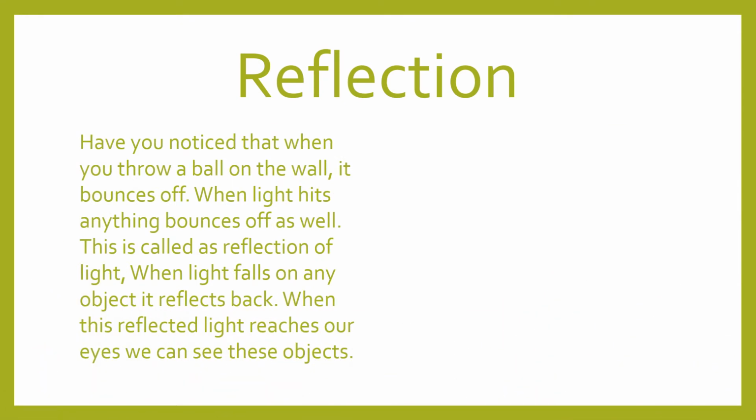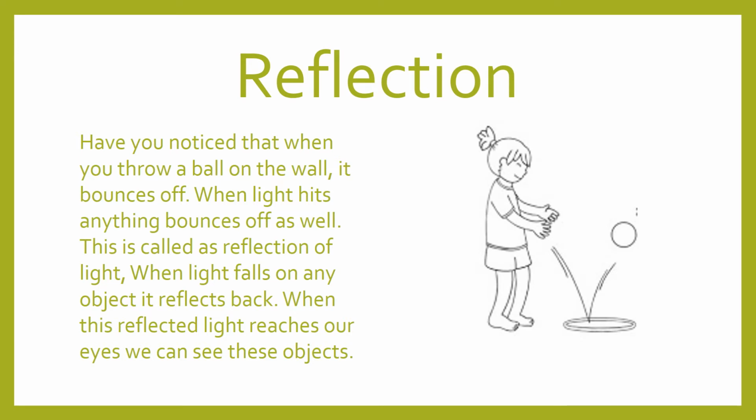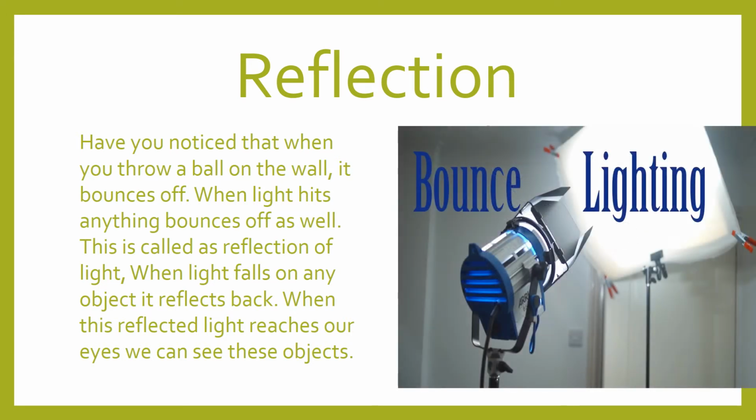Children, if you remember, we have already studied the two properties of light. That is, light travels in a straight line, and the second one, light travels through air and water. Now the third property is reflection. Have you noticed that when you throw a ball on the wall, it bounces off? When light hits anything, it bounces off as well. This is called reflection of light.